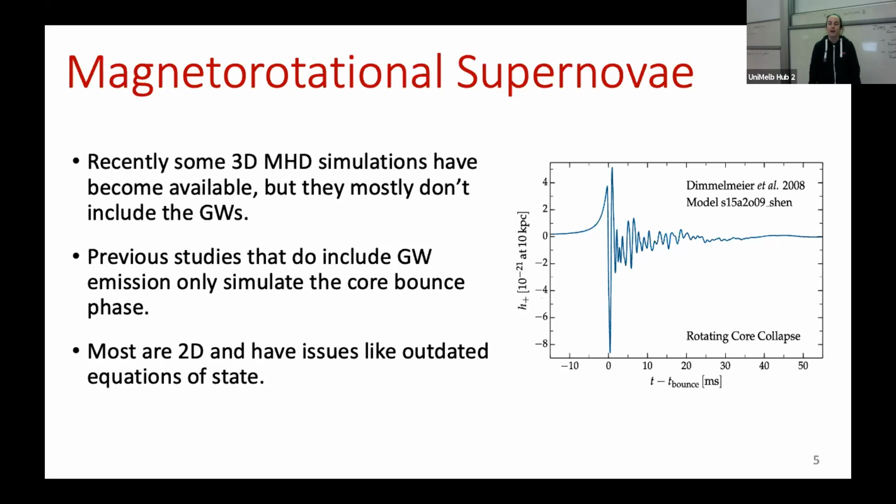The simulations that include magnetic fields and rotation also have some other issues, like they're only in 2D, and if you do a 2D supernova simulation, you only get one out of the two polarizations that you get in a gravitational wave signal. And they have problems like equations of state that don't match observations anymore, and things like that.